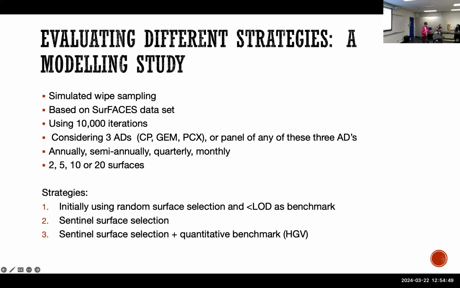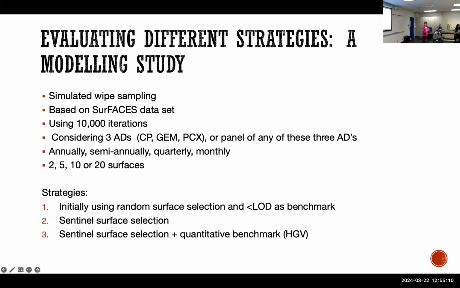And then we took those parameters and we looked at 3 different strategies. Initially using a random surface selection strategy, so randomly selecting the surfaces that we were going to sample, and then using the limit of detection as our benchmark, so that absence presence. And then we looked at a sentinel surface selection.